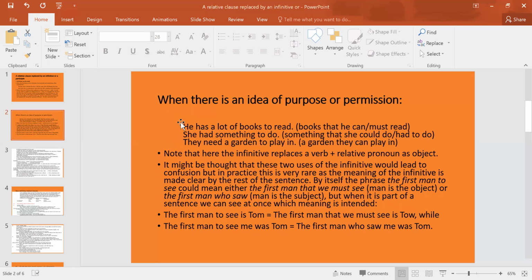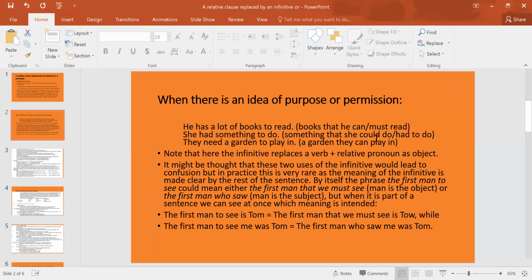Here in the next slide, we will look at when there is an idea of purpose or permission. He has a lot of books to read, all right? Books that he can or must read. So he has a lot of books to read. It does mean books that he can or must read. She had something to do. It does mean something that she could do or had to do. They need a garden to play in. What sort of garden? A garden they can play in.